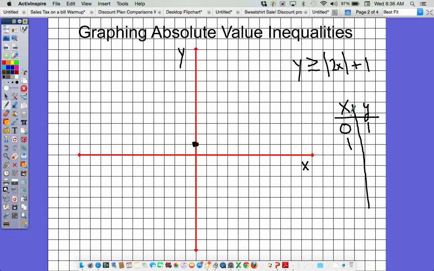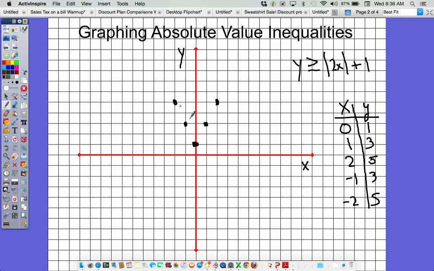If we plug in 1, 2 times 1 is 2. The absolute value of that is 2, plus 1 is 3. And if we plug in 2, 2 times 2 is 4. Absolute value of that's 4, plus 1 is 5. Let's try some negatives. So the negative 1, that's going to give me negative 2. The absolute value of that is 2, plus 1 is 3. And the same thing happens for negative 2.